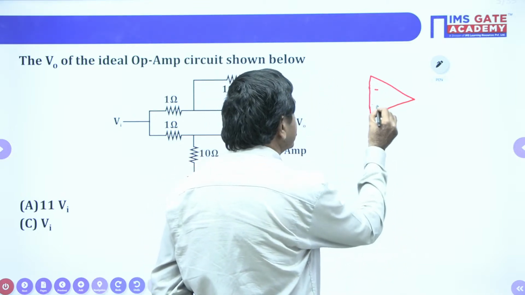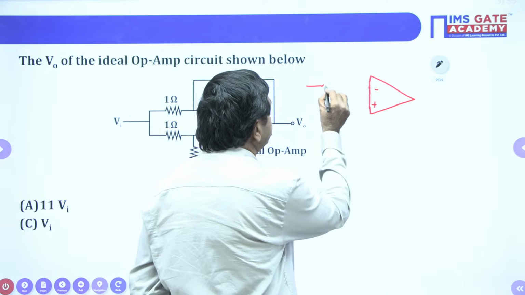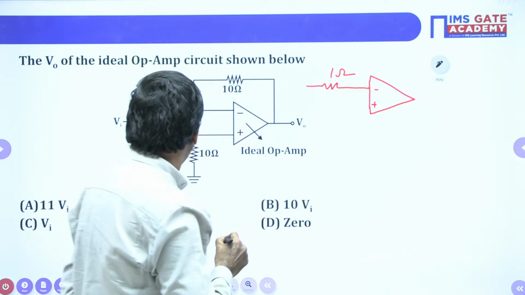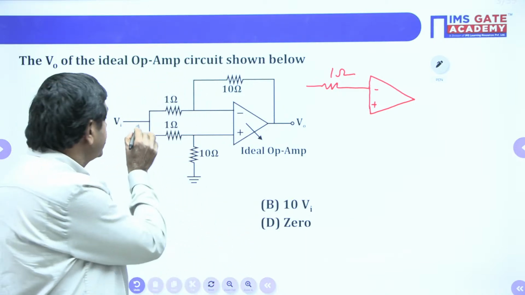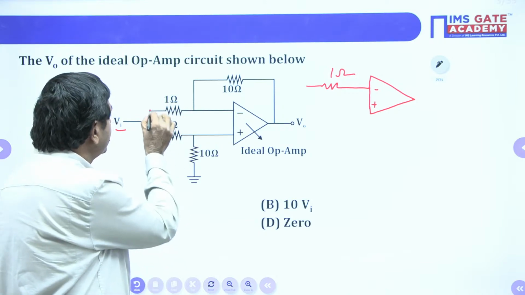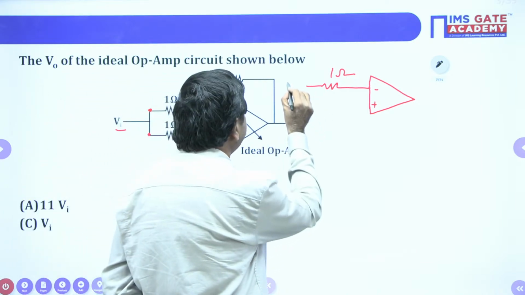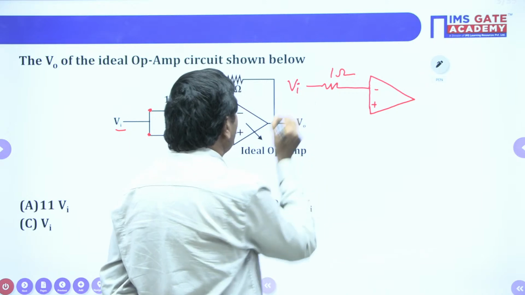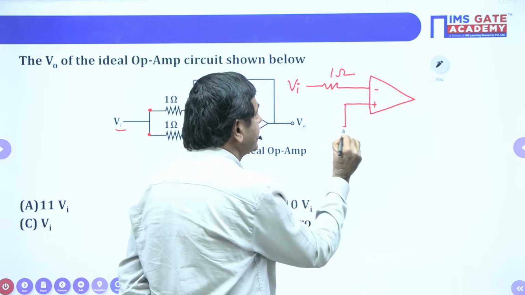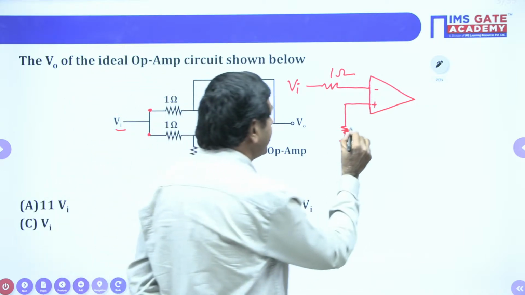The minus and plus terminals. This is connected with a 1 ohm resistance. This is connected with 1 ohm. The given Vi, the input voltage, is common for these two. This and this is a common voltage. So I take 1 ohm connected here, and Vi I connect here. The positive terminal is connected with a resistance of 10 ohm. Here it is connected with 10 ohm.